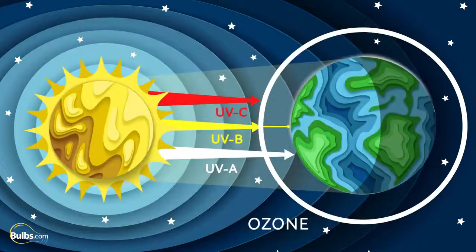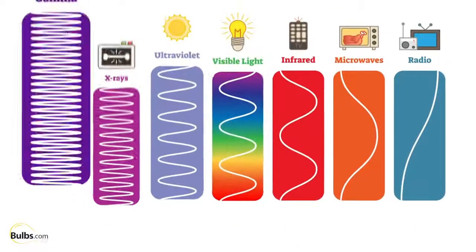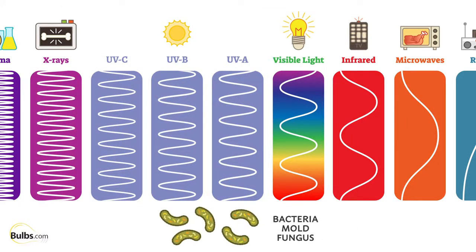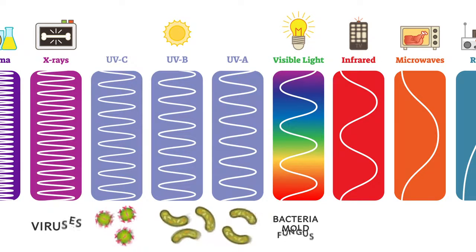Looking at the electromagnetic spectrum again, and breaking out the three UV types, UVA and UVB can be used to kill bacteria, mold, and fungus. But what sets UVC apart is its ability to also kill viruses. UVC is the point where the wavelengths become short enough to disrupt the virus.